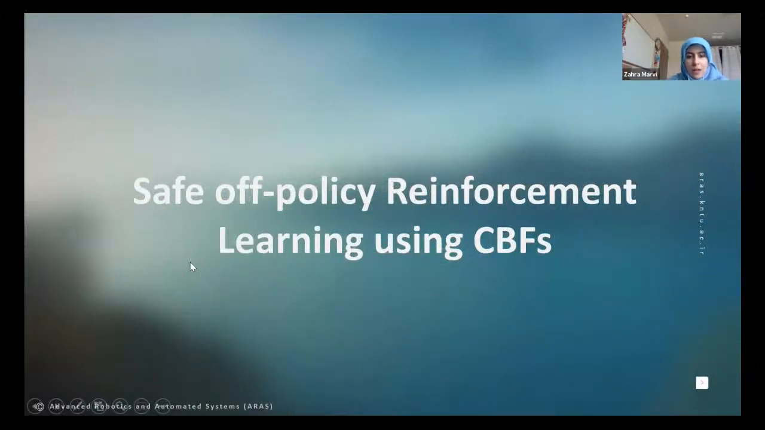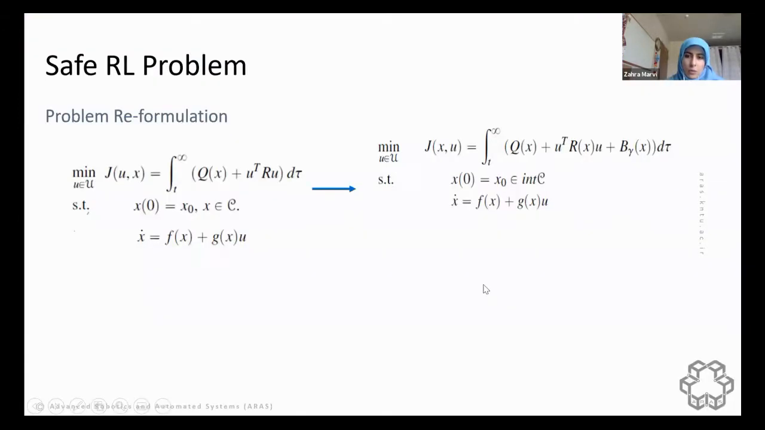Okay, now we want to take the advantage of both methods. Reinforcement learning provides us a method to design optimal controllers for systems whose dynamics are unknown to us, but we have no safety and constraint specifications. On the other side, we have a strong tool in safety specification, which is control barrier functions. However, they are model-based. So we want to take the advantage of both and design a method which gives us safety and optimality when we have an uncertain and unknown system.